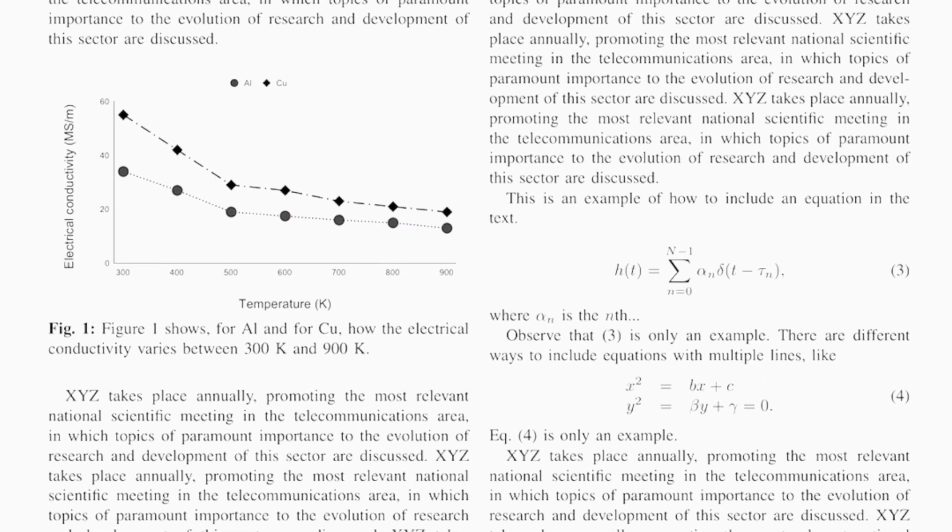What story is this figure giving us? The y-axis is the conductivity, the x-axis is temperature. Okay, so it's showing us how conductivity varies as temperature increases. And we've got to look at the legend to see which one's which. Aluminum is the dotted one, which makes sense. It's the one that has lower conductivity.